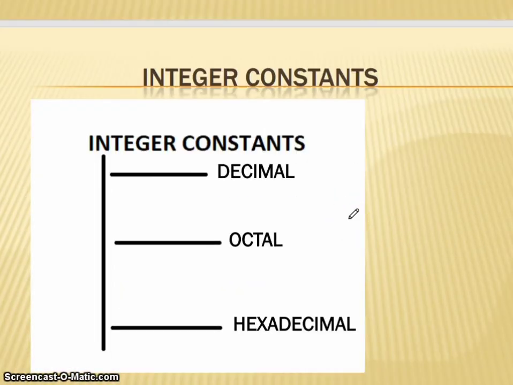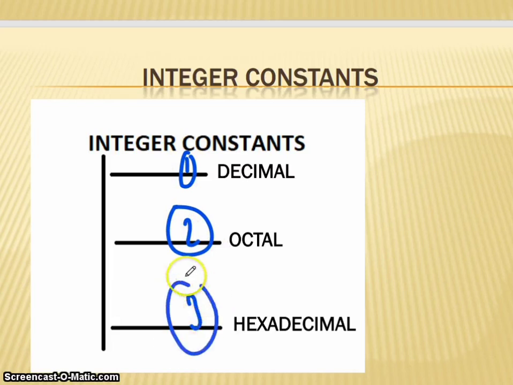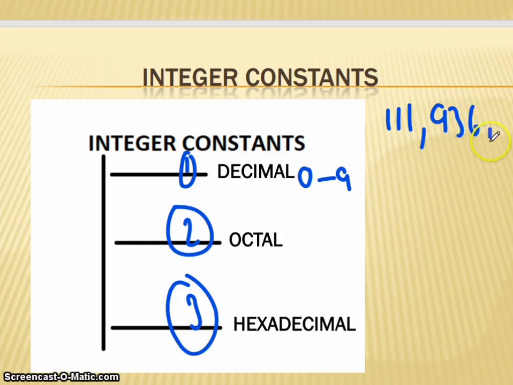Integer constants are divided into three parts, that is decimal, octal and hexadecimal. Decimals are the numbers that are formed by the combination of the digits from 0 to 9. Example: 111 or 936 or 785 and so on. Octals are the numbers which are formed from the combination of 0 to 7.